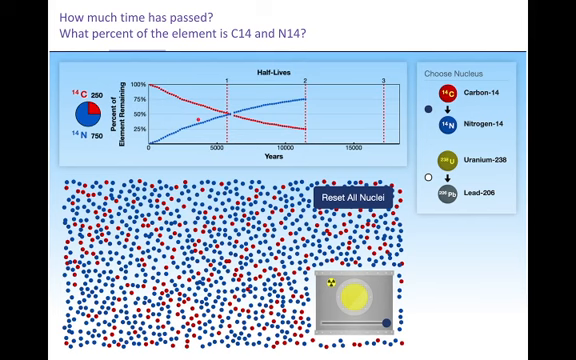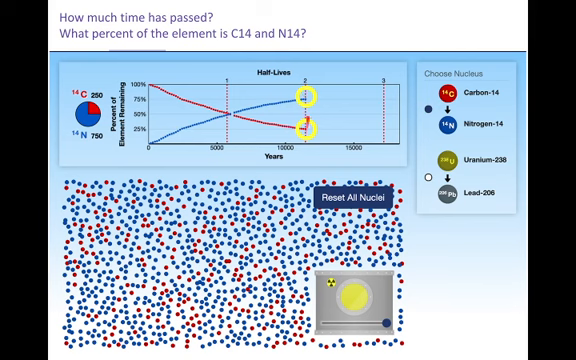Let's do the same thing for the second half-life. Take a minute, pause, and answer this question for yourself. In this part now, the amount of carbon is once again decreasing. Now it reaches 25%. This is just a fourth of what we started out with. We started out with 100%, so now it's just a fourth. And our nitrogen is now 75%.